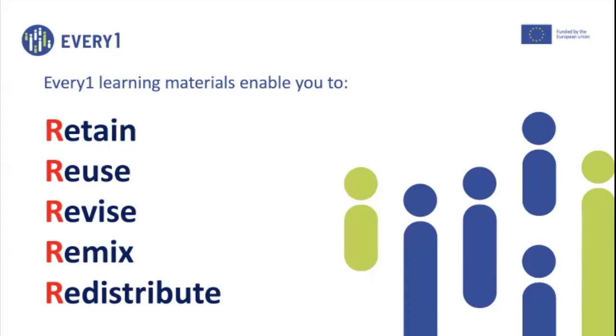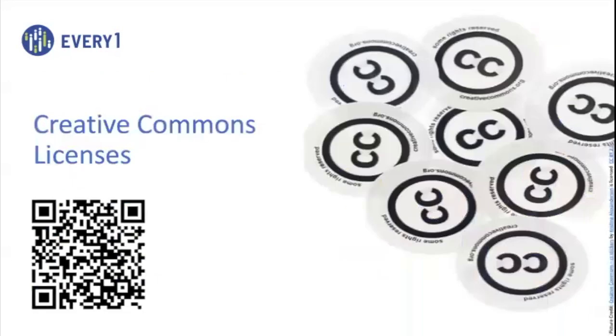So how do you know that you have the permission to retain, reuse, revise, remix, and redistribute? We've applied a special type of license to our learning resources to enable you to have these permissions. These are known as Creative Commons licenses, and we've applied one of the 6 Creative Commons licenses to our Every1 learning materials, and I'll introduce you to those in a moment. In the meantime, you can find out more about Creative Commons licenses on the QR code below.